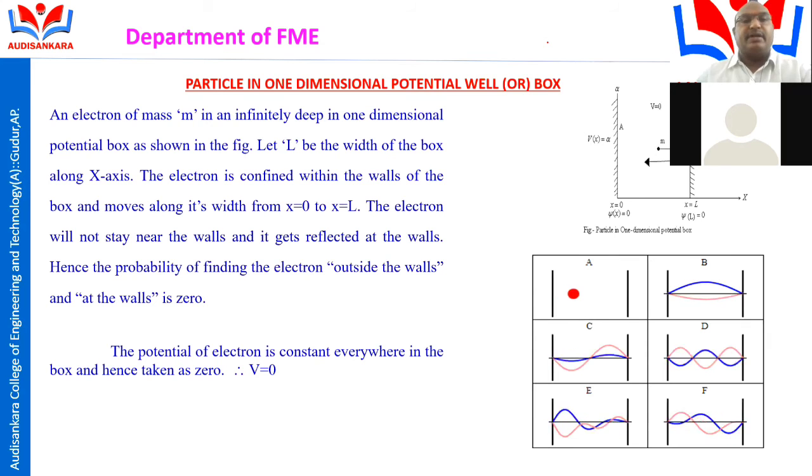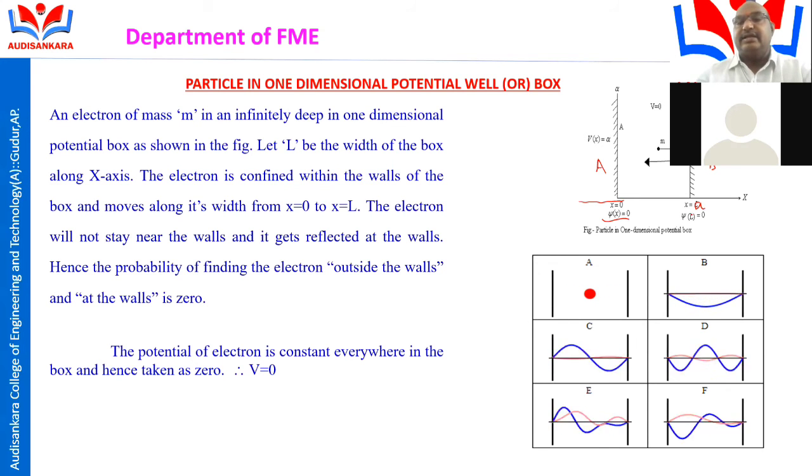Another important topic is the particle in a one-dimensional potential box. An electron of mass m. My dear students, here x is equal to a. These are two rigid walls, A and B. A is one rigid wall, B is the other rigid wall. The limits are x is equal to 0 and x is equal to a. Then psi at x is equal to 0 and x is equal to a is 0.